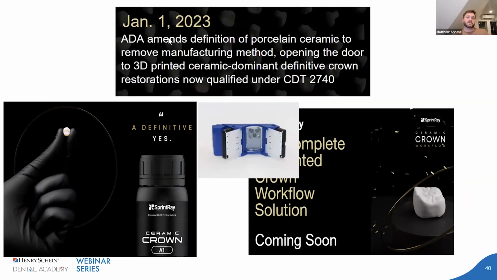So in the last month, if you didn't know, the ADA changed the definition. It doesn't need the manufacturing method. So anything that can be a definitive crown goes under the 2740. So I know SprintRay is launching this at Lab Chicago or Chicago next week or two. So it's going to be a pretty big announcement. I'm sure most other companies are going to follow suit. So you're going to be able to print 3D printed crowns and call it permanent. They're going to show up radiopaque on your restorations.